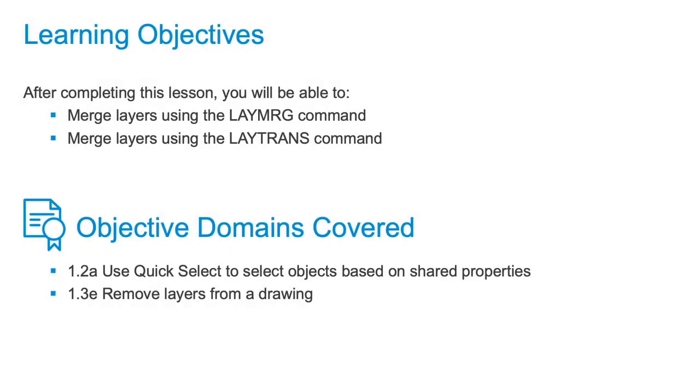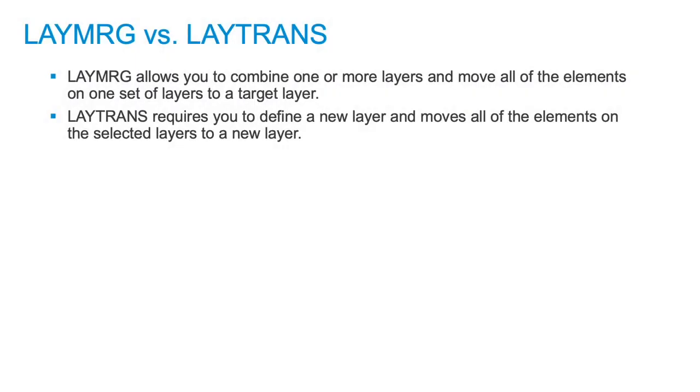After completing this lesson, you will be able to merge layers using LAYMRG, L-A-Y-M-R-G, or merge layers using the LAYTRANS command, L-A-Y-T-R-A-N-S. Lay merge allows you to combine one or more layers and move all the elements on one set of layers to a target layer. Lay trans requires you to define a new layer and moves all the elements on the selected layers to the new layer. Both commands purge the drawing of the unused layers, the layers that have been depleted of elements.